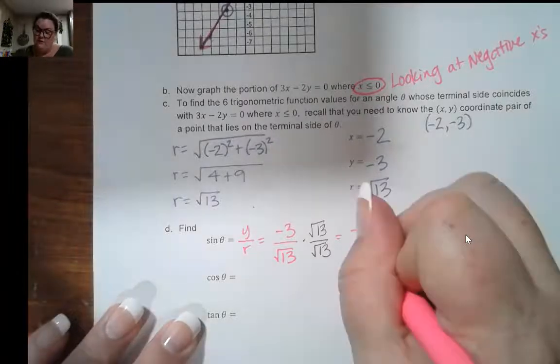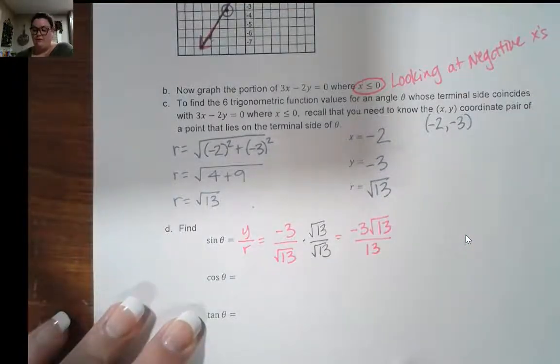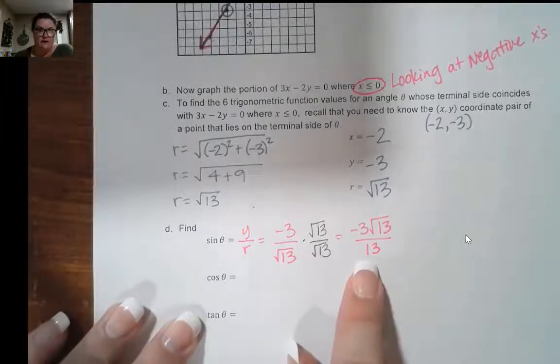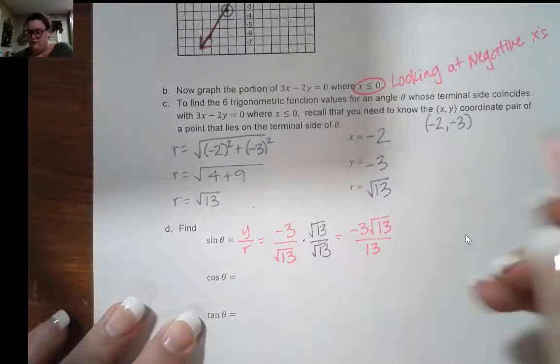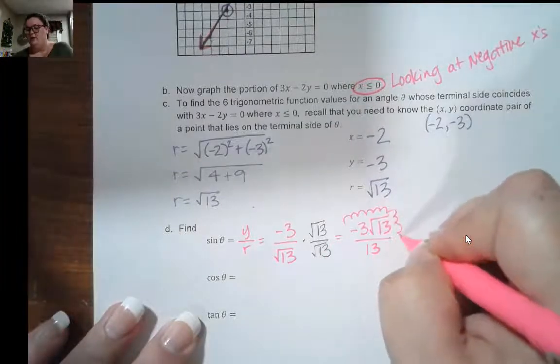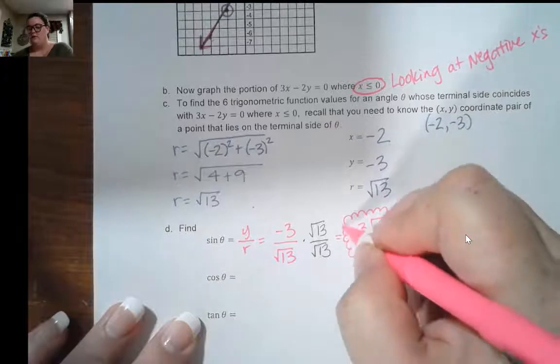Okay. Now you'll do this several times, to where you may not even have to write in this step. You'll probably be able to go from here to here. I'm fine with that. Okay. But if you are still a little shaky on rationalizing the denominator, go ahead and write that step in just so that you don't make a silly mistake.